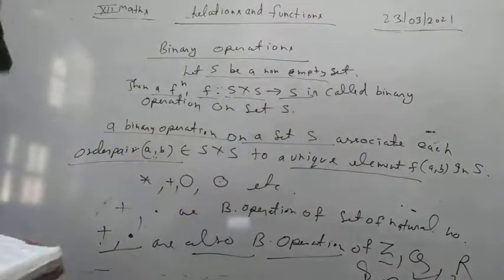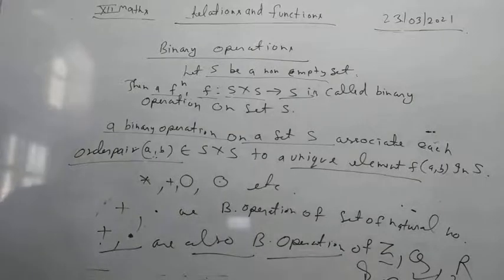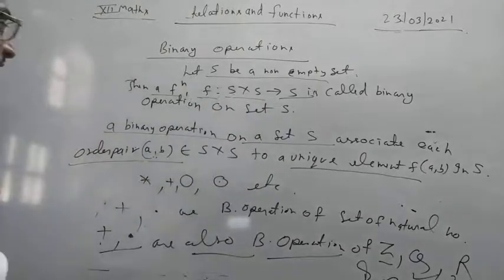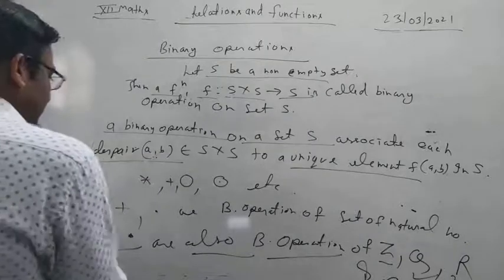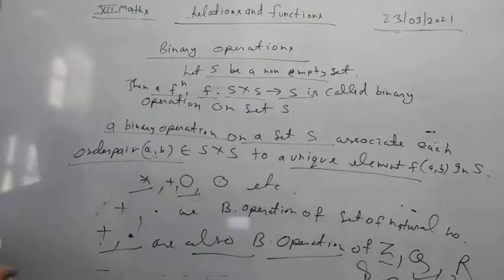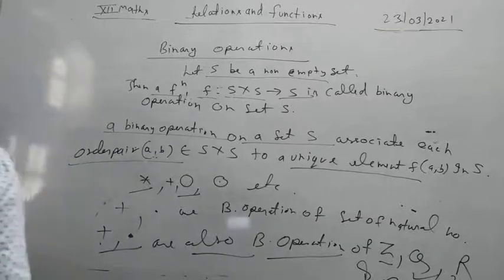Okay, students, so this is some basic information about binary operation. Binary operation is a function from S cross S tends to S, and it is generally denoted by star, plus, circle, etc.